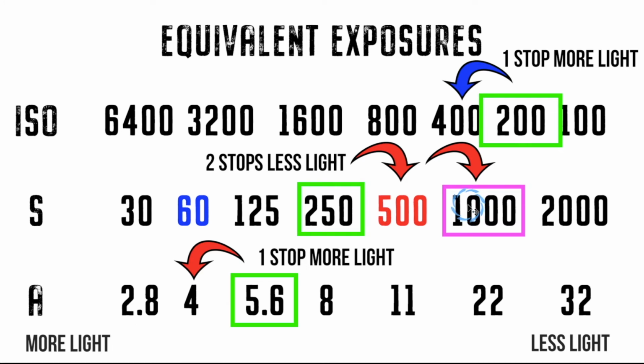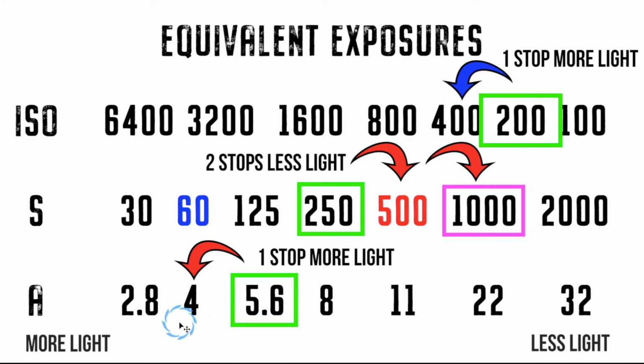Now, there are a bunch of different configurations this time that we can use to get this exposure. The first one is we can go from 200 to 400. That's going to let 1 stop of light in there. And we can go from 5.6 to f4. That's going to let 1 stop in there. So 1 stop here, 1 stop here. But that adds up to 2 stops more light.